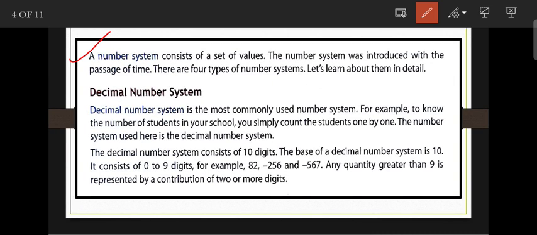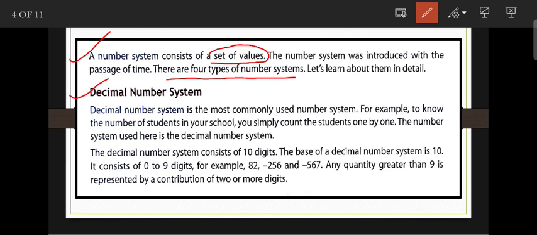Number system consists of set of values. The number system was introduced with the passage of time. There are four types of number system. First is decimal number system, second is binary number system, third is octal number system, and last is hexadecimal number system. So first number system is decimal number system.